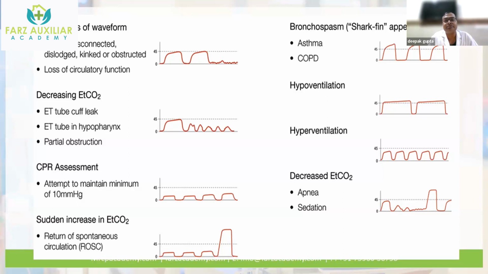In bronchospasm, which was written, there is a shark fin type of appearance. Can you see? In asthma, COPD, there is a shark fin appearance in EtCO2. In hypoventilation, the duration may be increased and EtCO2 may be high. In hyperventilation, the CO2 is low and the frequency is increased. And decreased EtCO2 may be due to apnea or sedation. The patient is not breathing by itself, so the CO2 doesn't come out.